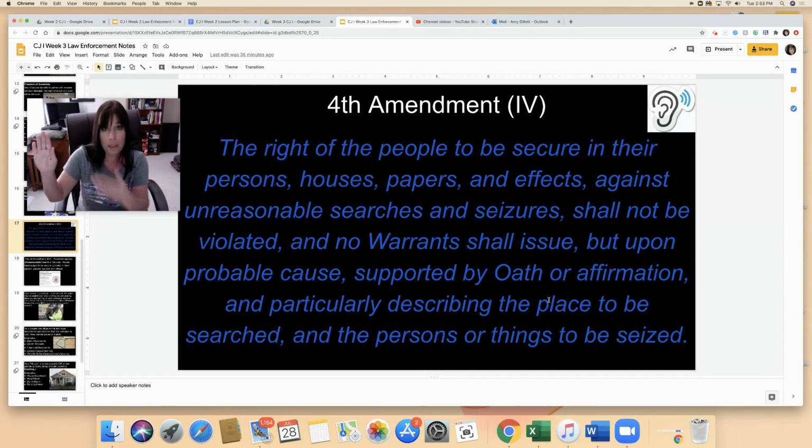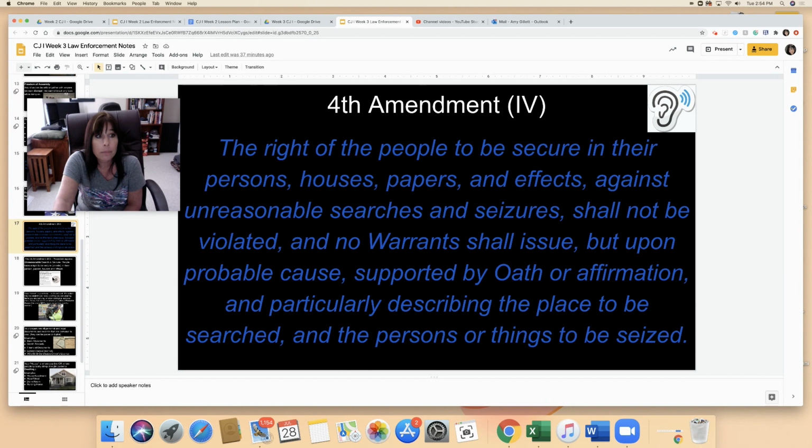So they swear that the information they're giving, the reason why they want this warrant, is correct. And the last part here says, particularly describing the place to be searched and the persons or things to be seized. Basically this means you have to be very, very specific about what you're looking for, where you're looking for it, and why you think it's in that location. And I have a ton of real life examples that we can talk about in class.